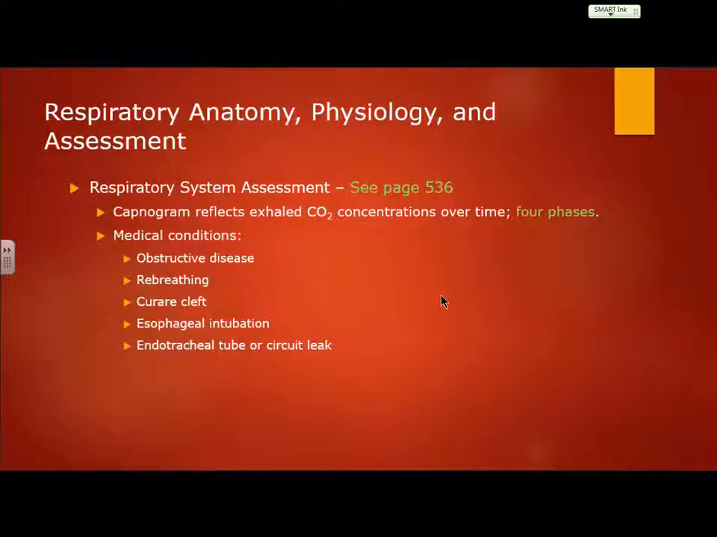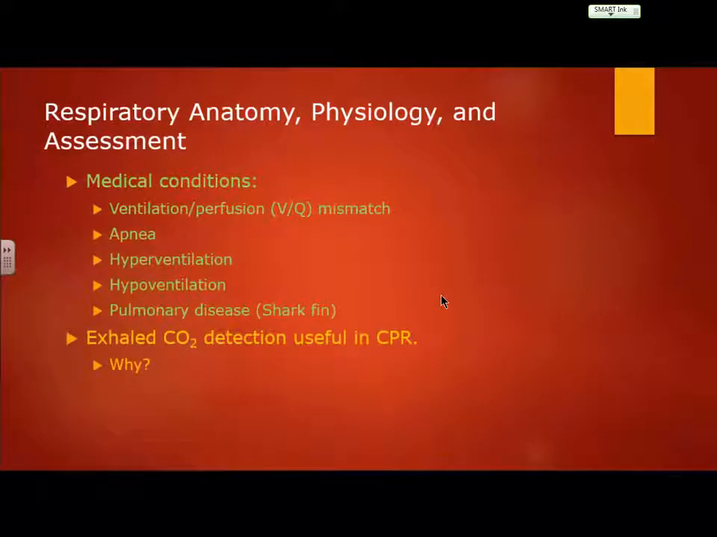A curare cleft. I'm going to wait till we get to that actual slide to explain that to you. Esophageal intubation and also endotracheal tube or circuit leak. All right. VQ mismatches, which some of those things that we talked about earlier could be in that. Also, apnea. Hyper and hypoventilation, those are going to be pretty easy to identify. And then your pulmonary diseases, your obstructive diseases like we talked about.